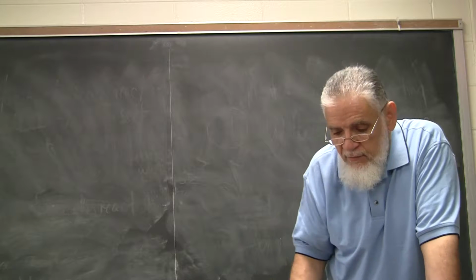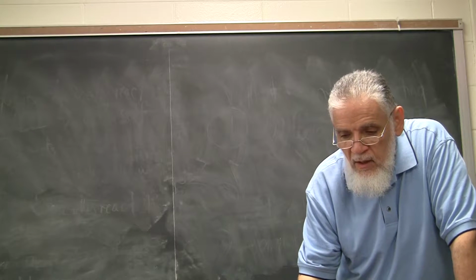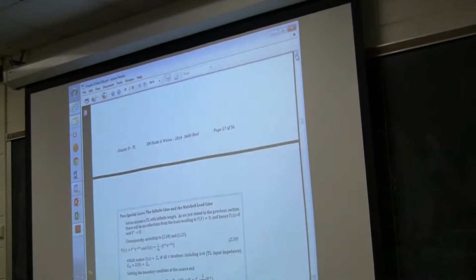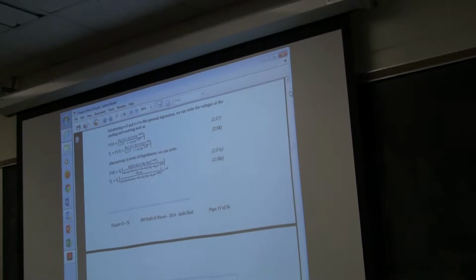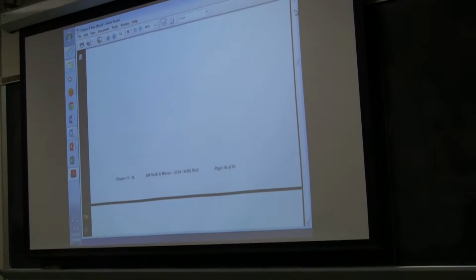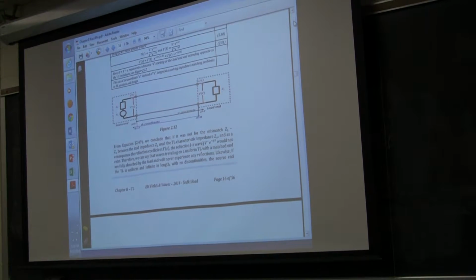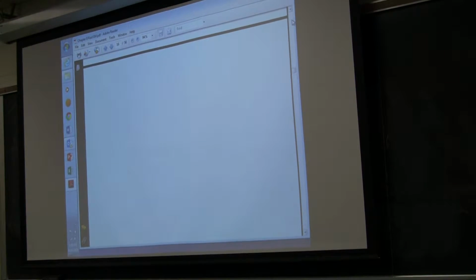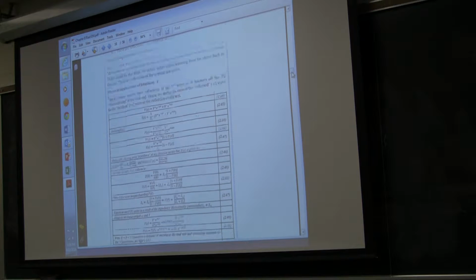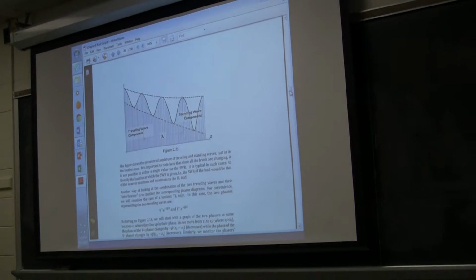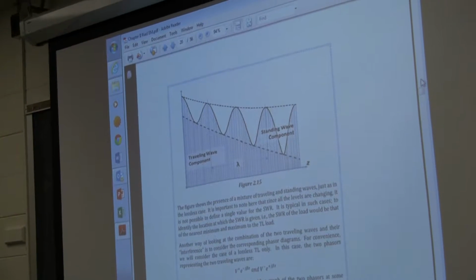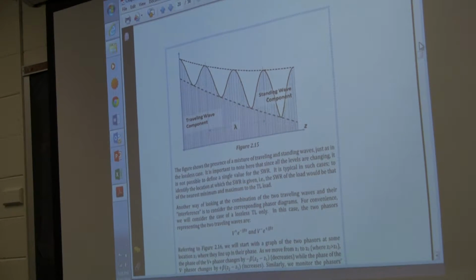When we have standing waves, as a result of the mismatches, the signal amplitude, is that before or after the figure that I'm looking for? Looks like it's after. Yeah, it's later in the chapter. There we go, right? That's a typical standing wave behavior in a low loss line, all right?